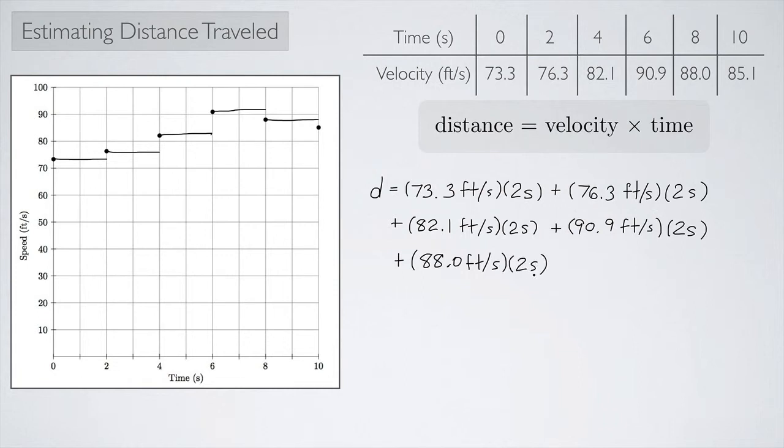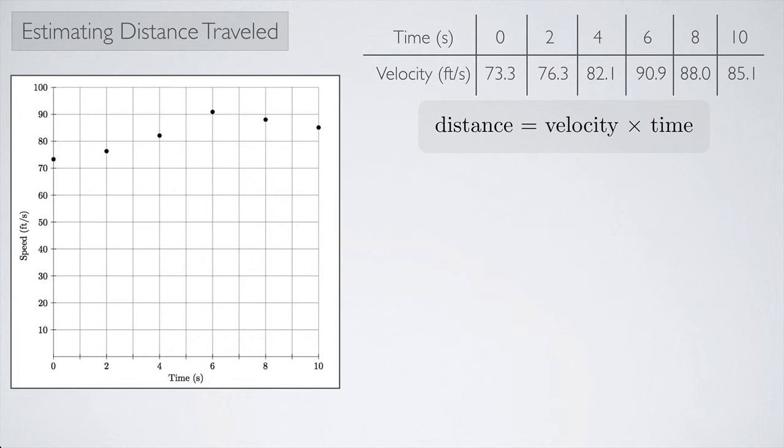Okay, so this is an estimate. It's definitely not the actual distance because it's a little unrealistic here at the endpoints, but it's an estimate. So if you were to calculate this, you would get 821 feet. Okay, so there was nothing special about picking the beginning of the interval for picking my constant velocity. I could have just as easily picked the end of the interval to determine the velocity. So let's see what would happen if we were to do that.